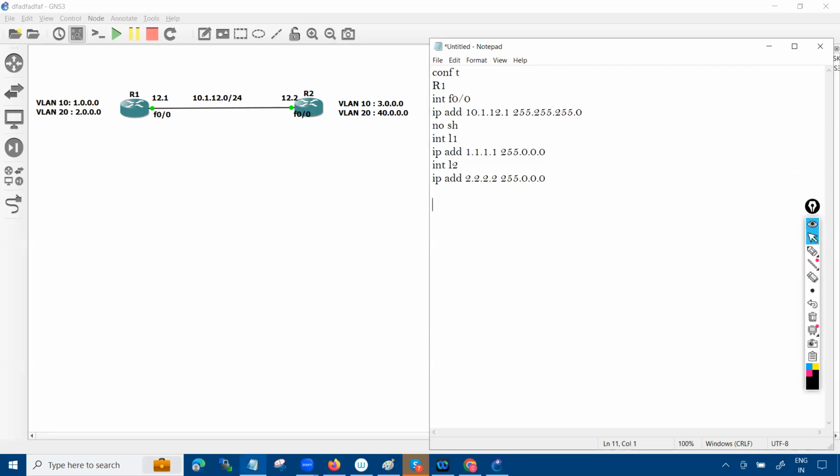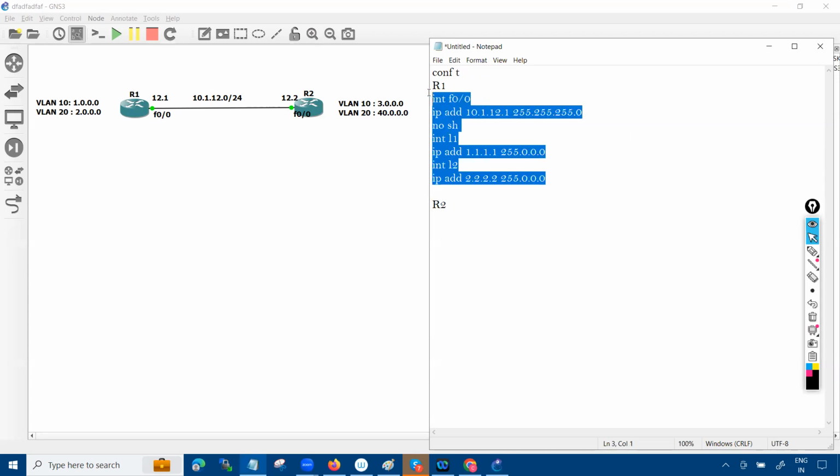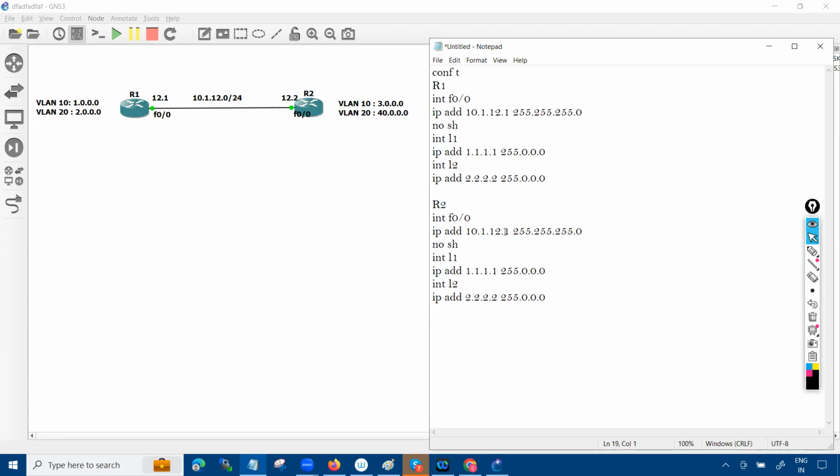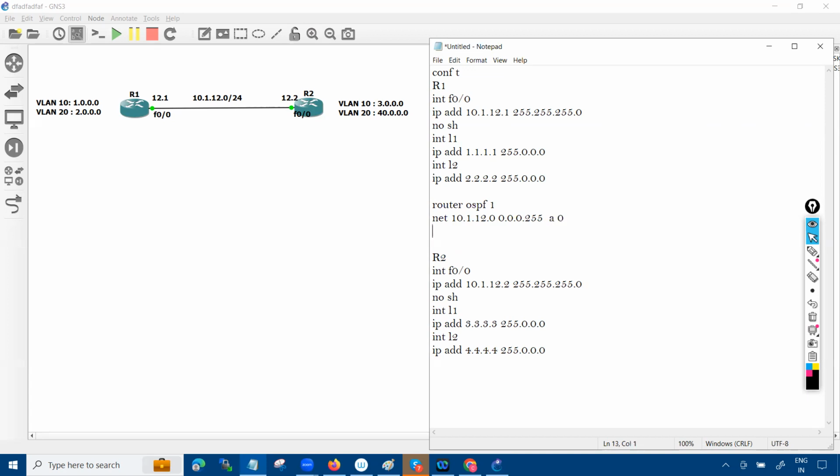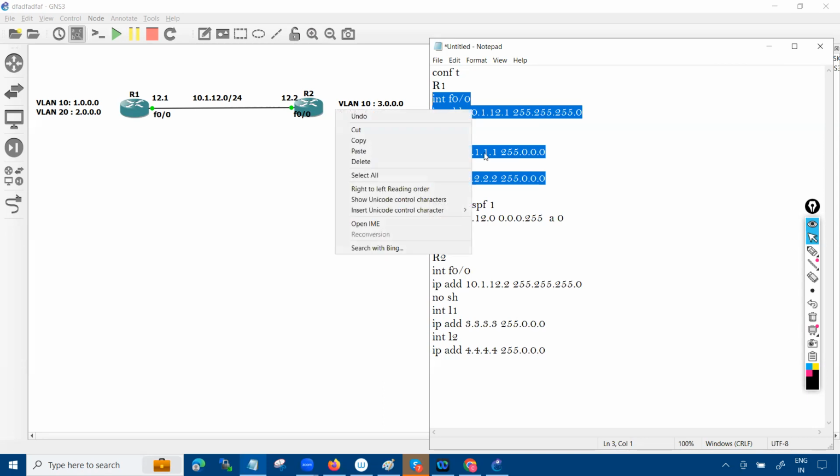So now on router number 1, and the same thing on router number 2, we need to do that. On router number 2, we have to configure the same configuration. We have 2.2.2.2, we have 3.3.3.3, and we have 4.4.4.4. Right? And let's configure OSPF now. Router OSPF number 1, network 10.1.12.0. I'm going to configure it as area 0 right now. Let me do the first IP configuration, then we'll do the OSPF.